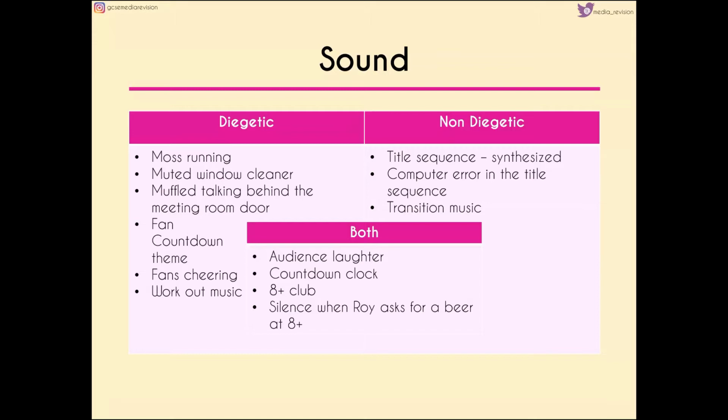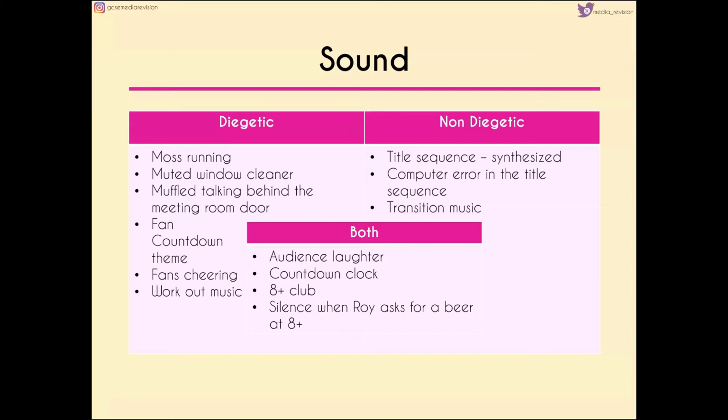So in terms of The IT Crowd sound then, in terms of diegetic sound, we start the episode off with Moss running. We also have the window cleaner, who initially sounds very muted when we first meet him on the other side of the glass. We've got muffled talking, which comes from behind the meeting room door. We also have the fans for Street Countdown, providing the countdown theme and the cheering as well. And we have that workout music at the end of the episode.